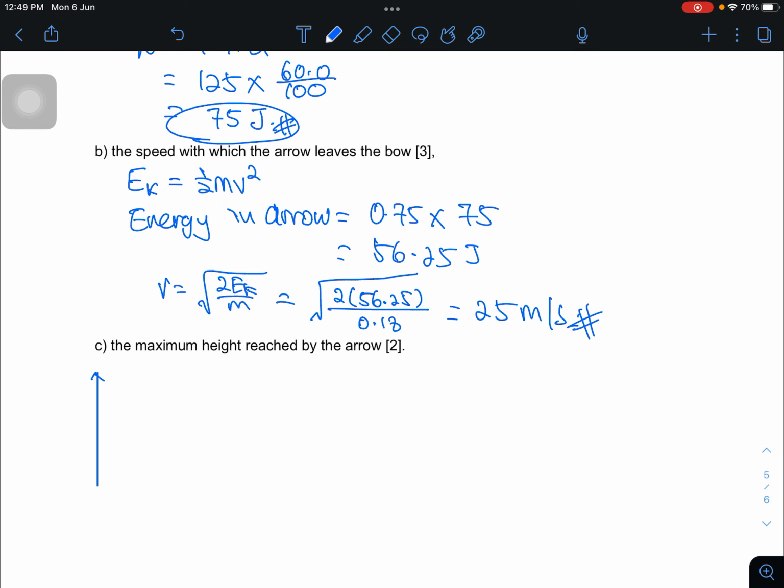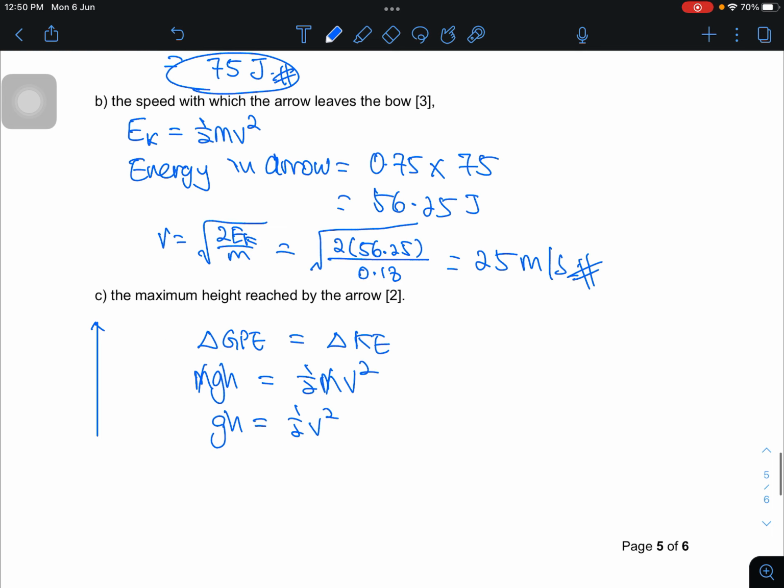So in this case, according to the principle of conservation of energy, which we have practiced a lot in the previous assignment, we know that the change in GPE must be equal to the change in KE. So the gain in GPE equals the loss in KE. So mgh equals half mv squared. Cancel m, gh equals half v squared. Remember this part? The question wants you to find h. So let's make h the subject.